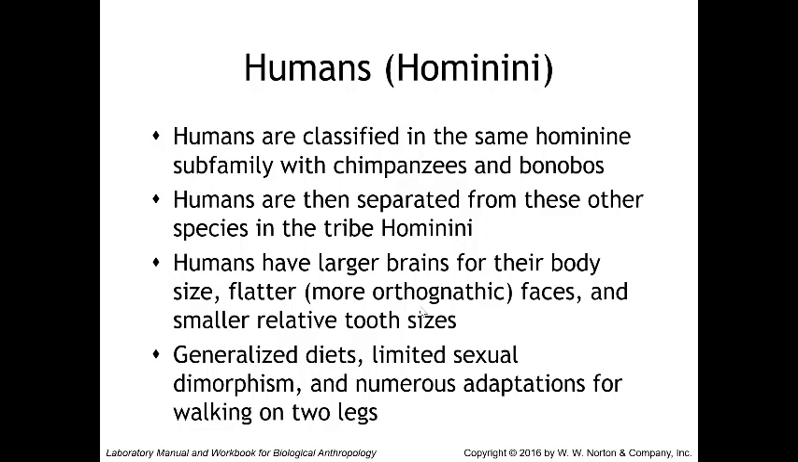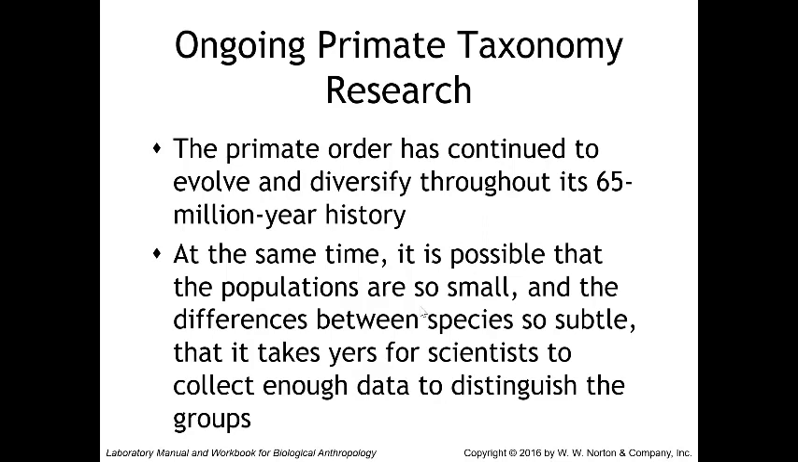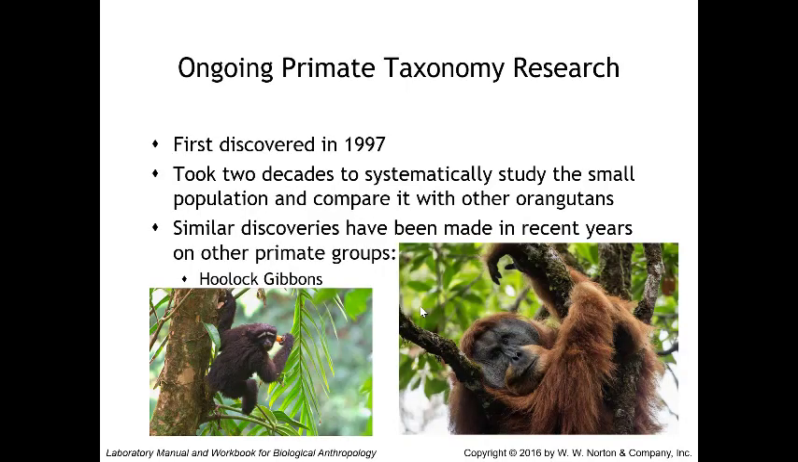The last thing I want to discuss is ongoing primate taxonomy research. As we know, new species are being discovered all the time, and it's very exciting when we find new primate species specifically. The primate order has continued to evolve and diversify throughout its 65 million year history. This was the case with the orangutan species Pongo tapanuliensis, which was recently identified in Sumatra. Prior to this, we only knew of 2 species of orangutan. I'm going to talk a little bit about that as well as our Hulock gibbons.